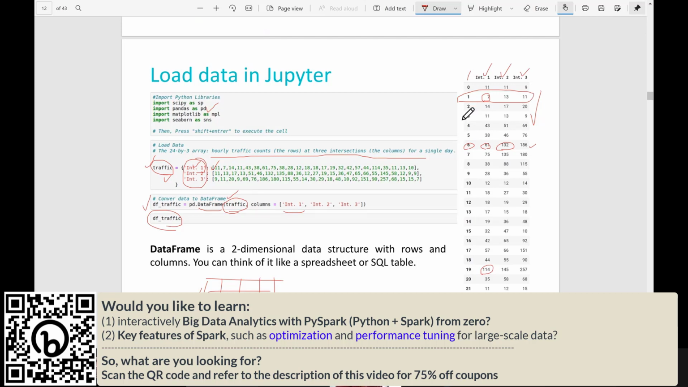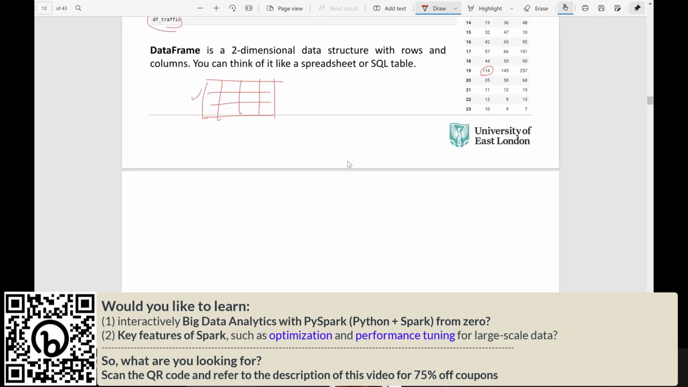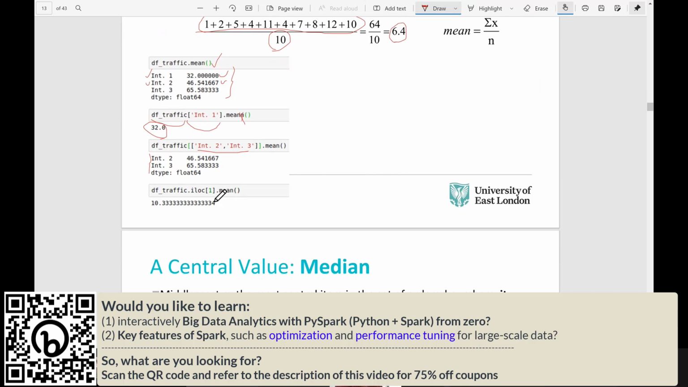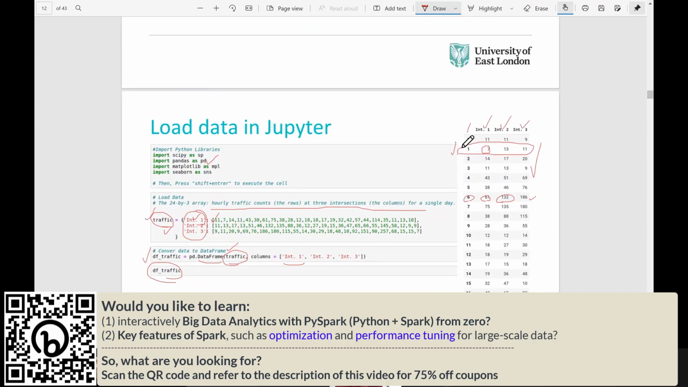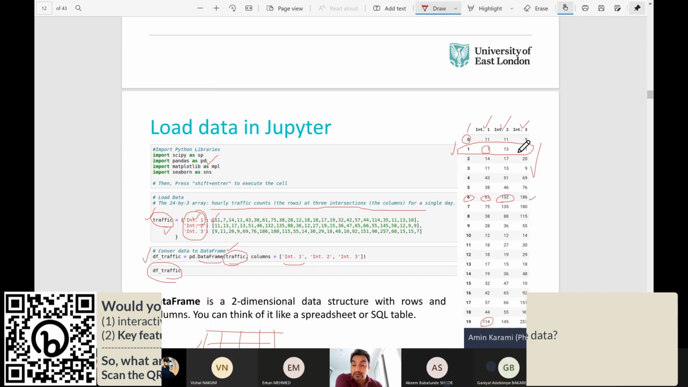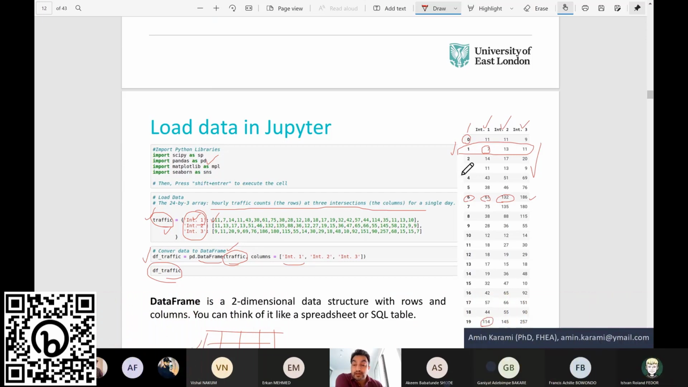We want to calculate this average. How to do so? You have to use iLoc, which means index location. So which location? Location 1. Location 1 is this one, right? Because indexing starts from 0. So index 0 means the first row, index 1 means the second row. It means I want to calculate the average of the values in the second row.